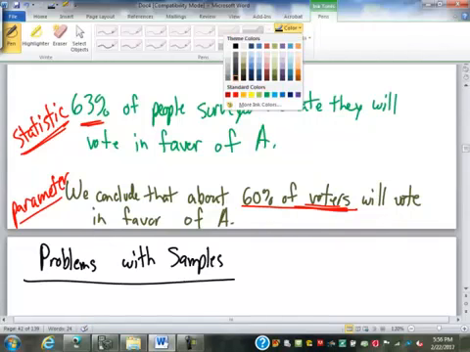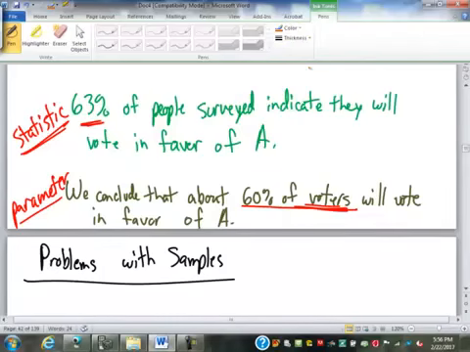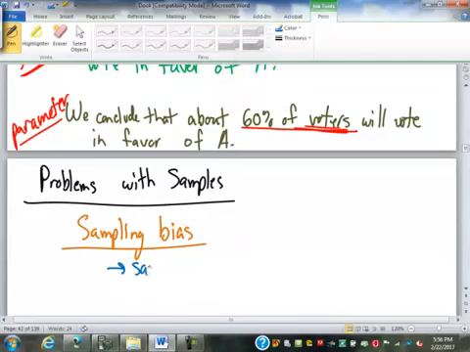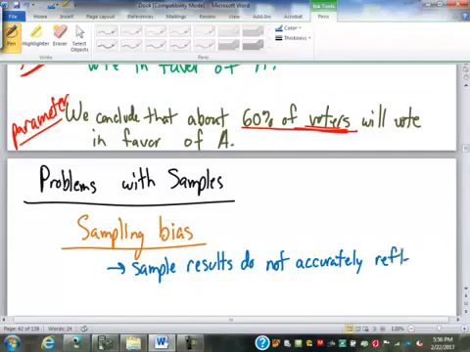There is a good chance, if you're not very careful, of something called sampling bias. And what that is, is when the sample results do not accurately reflect the population.